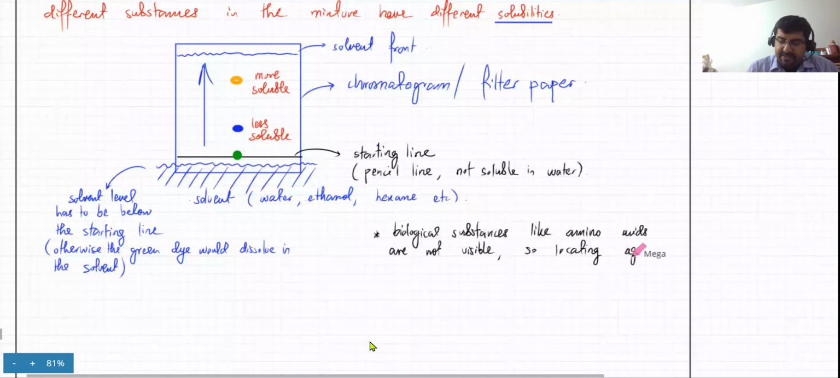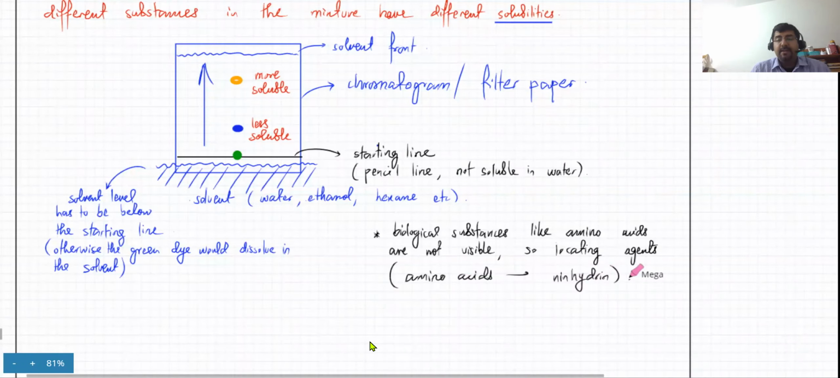One of the locating agents that's often used for amino acids is ninhydrin. So for amino acids, there's a substance called ninhydrin which is used. If you don't spray it on the chromatogram, although the spots would be there, you wouldn't be able to see them. But as soon as you spray ninhydrin on the chromatogram, you'd be able to see those two spots.